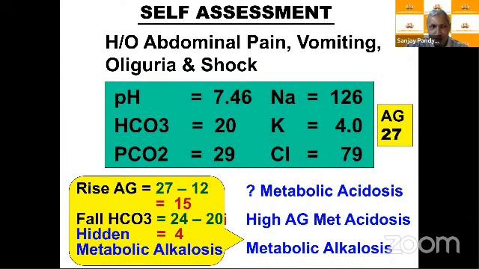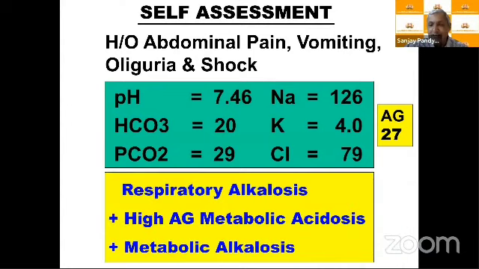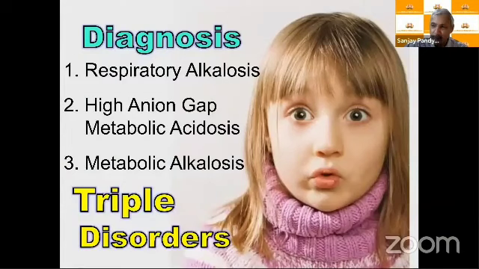And therefore, I am happy to conclude that patient has respiratory alkalosis, with high anion gap metabolic acidosis, with metabolic alkalosis. And therefore, what all of you have diagnosed is triple disorder.